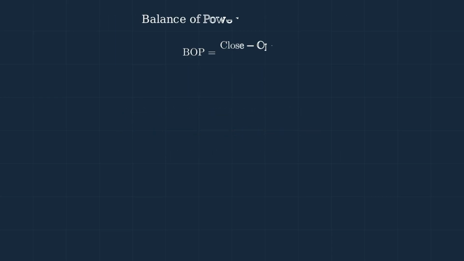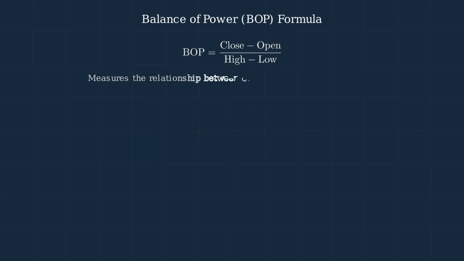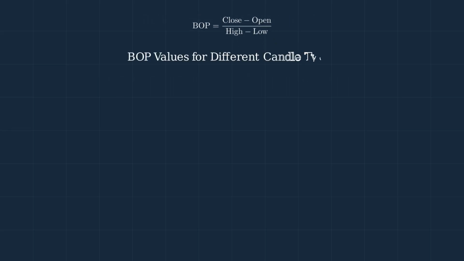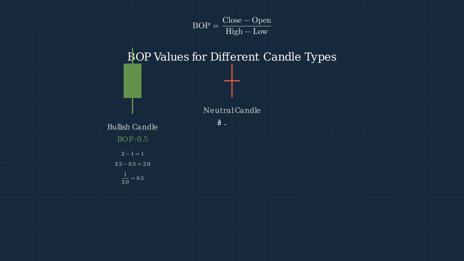The balance of power indicator measures the relationship between closing prices and trading ranges. When prices close higher than they open, the BOP value is positive. Let's look at a bullish candle example. When opening and closing prices are equal, the BOP value is zero, indicating balance between buyers and sellers. When prices close lower than they open, the BOP value is negative, indicating selling pressure.